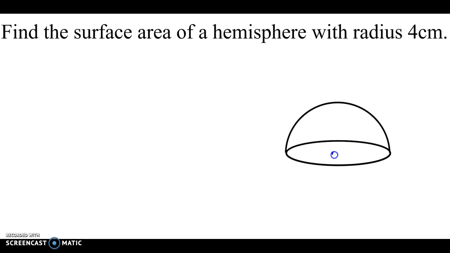So our radius goes from the center out. I have the surface area of the whole entire sphere. That is 4 pi r squared. That's the surface area of the whole sphere. So what do I need to do to get just the hemisphere? Divide it by 2. But when I divide it by 2, that only gets this part.